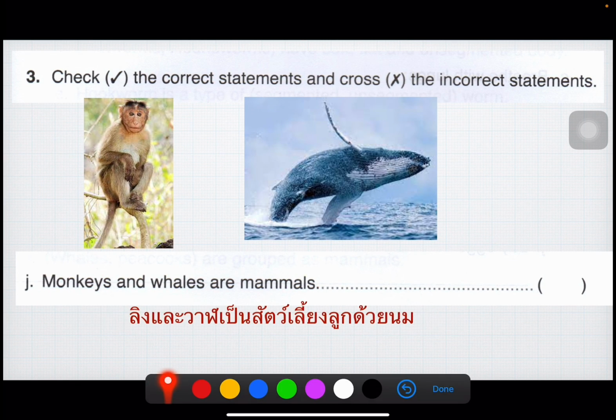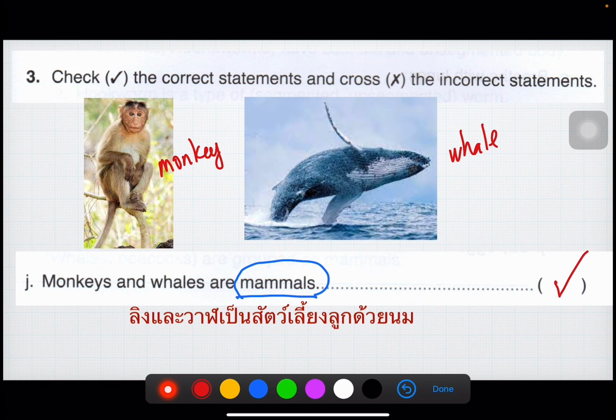Monkeys and whales are mammals. This is a monkey and this is a whale. Are they mammals? Yes, both of them are mammals. This is a correct statement.